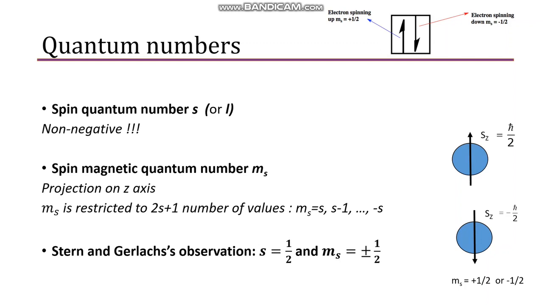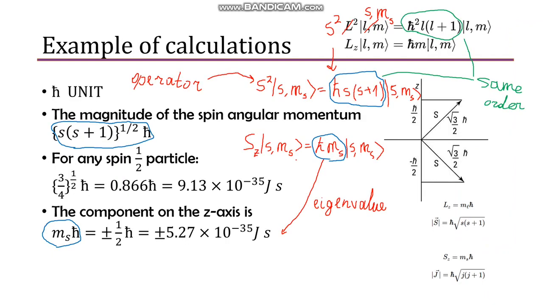From the Stern-Gerlach observation, we can conclude that the spin of an electron is equal to 1/2. MS equal to 1/2 is usually denoted as spin up, and MS equal to minus 1/2 corresponds to spin down. Here are some examples of calculations. Interestingly, h bar has the same unit as angular momentum: joule multiplied by second, or kilogram multiplied by meter squared divided by second.